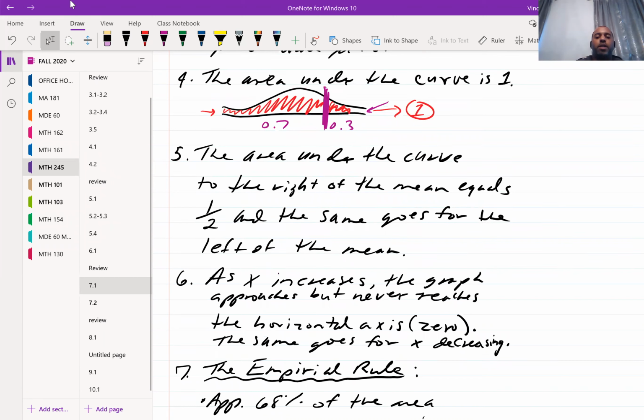All right, six, as X increases, or goes to the right, the graph approaches but never reaches the horizontal axis, which is zero, and the same goes for X decreasing. So talking about right here, notice how right here and right here, I don't have it connecting because according to the graph, it doesn't ever touch. The graph doesn't ever touch the horizontal axis or the horizontal line.